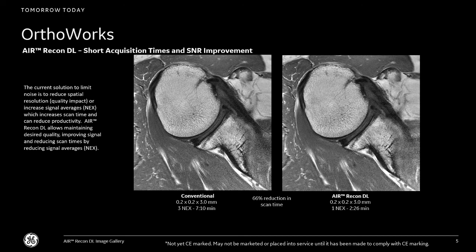The image on the left is very high spatial resolution, probably a bit higher actually than what most customers would actually try to do. 0.2 resolution, 3 millimeter slice thickness. To get adequate images on the left with the conventional Recon, you had to use 3 NEX. But by using AIR Recon DL, we can simply go to 1 NEX, so we're not so much concerned about the noise that comes through because AIR Recon DL is keeping that out of the reconstructed images.